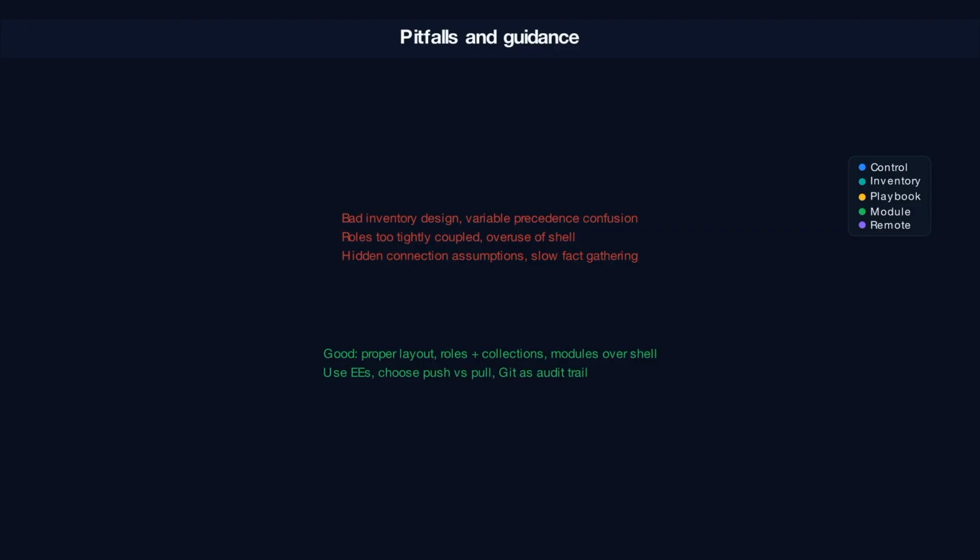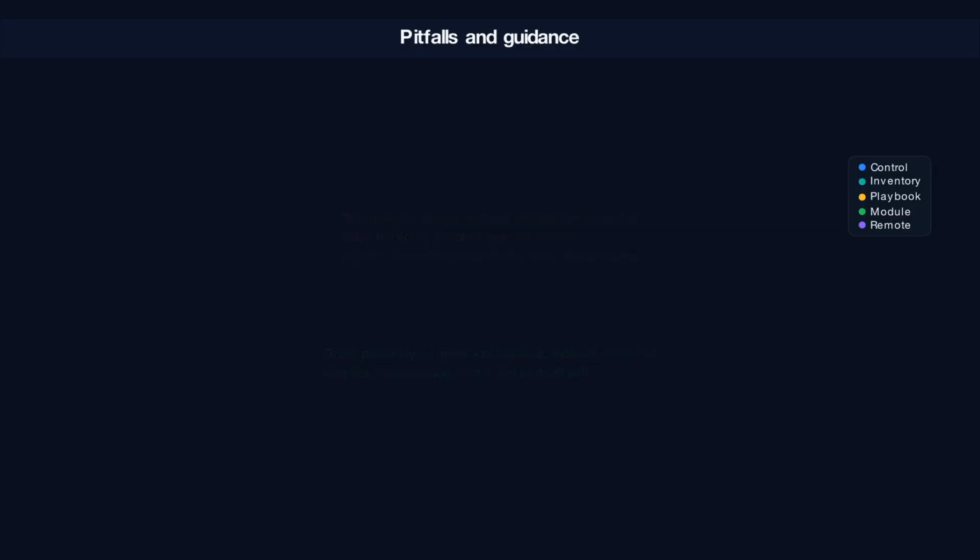Choose proper project layout. Use roles and collections intentionally. Prefer modules over raw shell where possible. Design inventories around ownership and environment. Use execution environments for reproducibility. Choose push versus pull intentionally. And use Git as the audit trail and promotion path. Pitfall board with red warnings. Good design board with green checks. Beginner mistake versus architect pattern side by side.